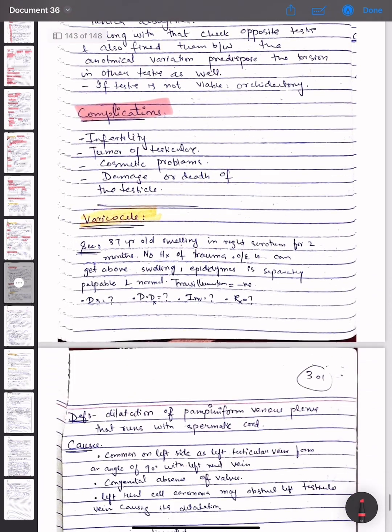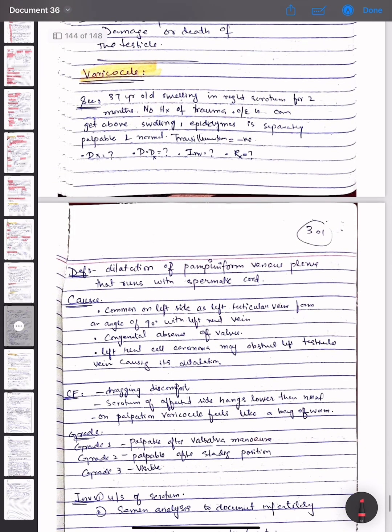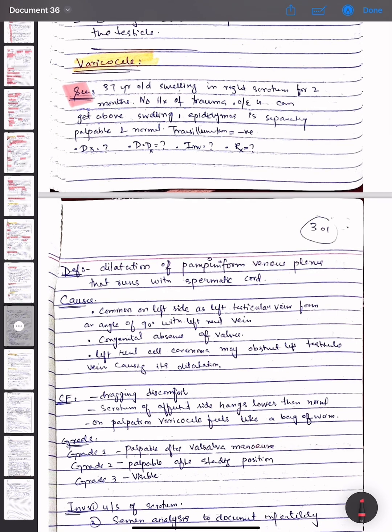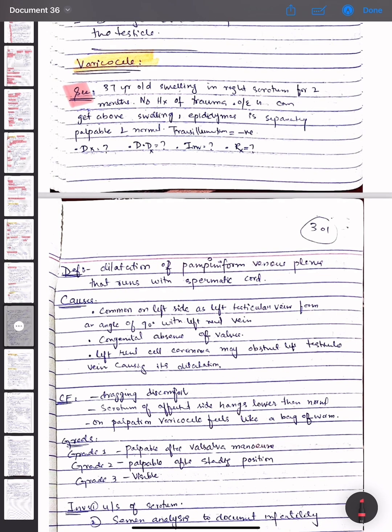Now coming towards the varicocele, we are having a scenario that there is a 37-year-old with swelling in right scrotum for 2 months, no history of trauma. On examination, can get above the swelling and epididymis is separately palpable and transillumination test is negative. So what are the diagnosis, the differential diagnosis, investigation, and the treatment options?